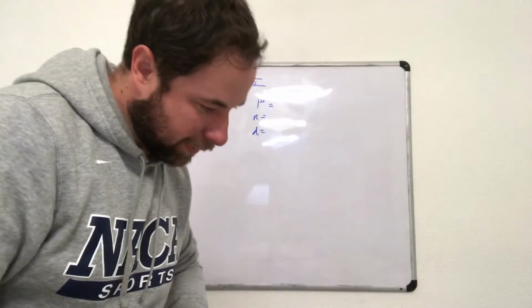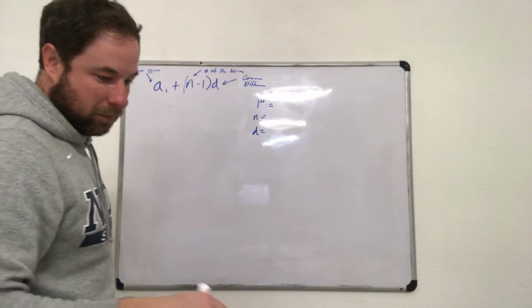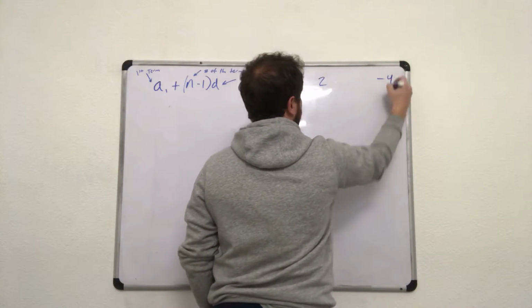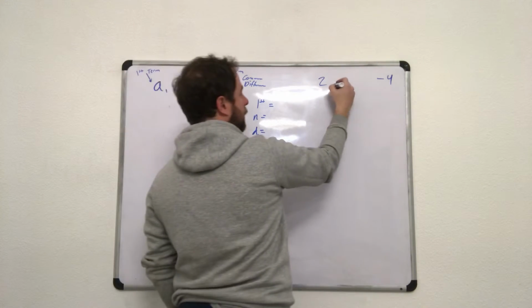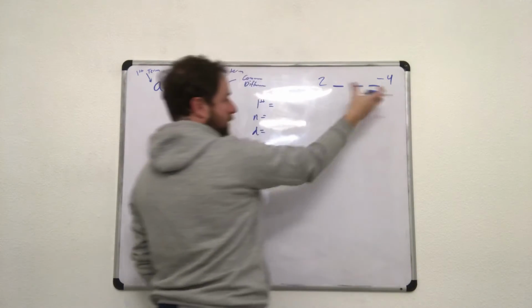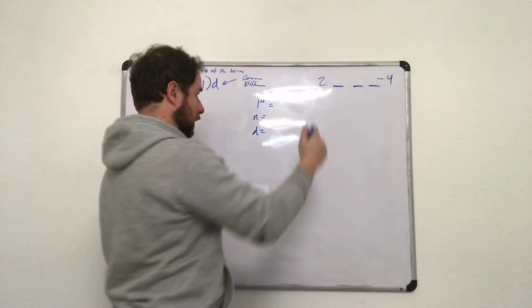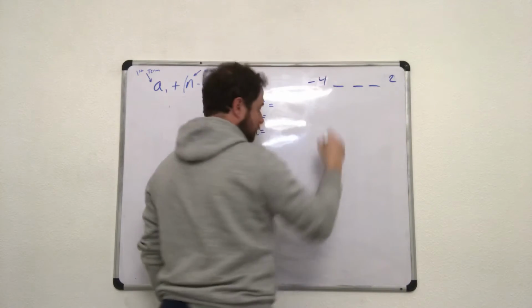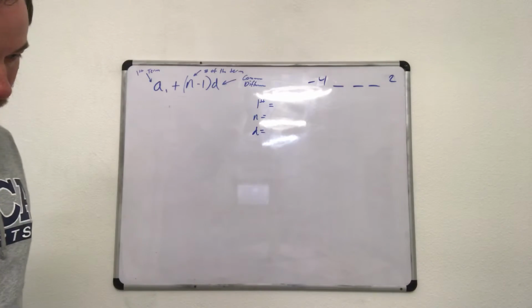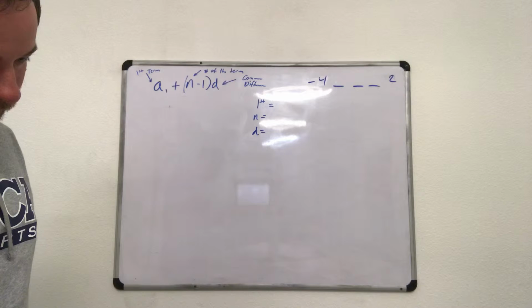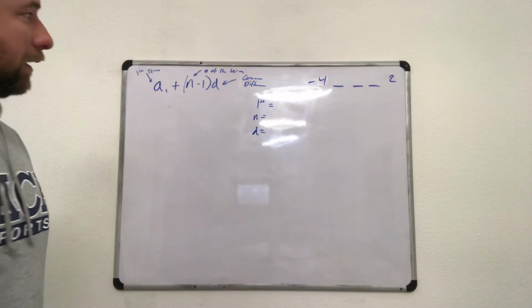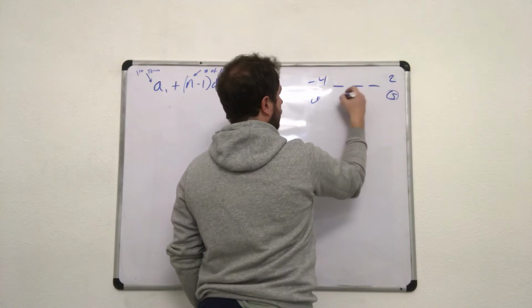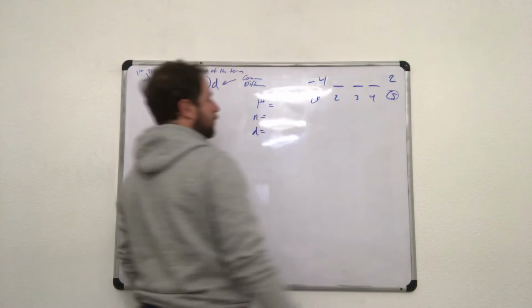The next one says, insert 3 arithmetic means in between 2 and negative 4. So they want 3 numbers in between these 2 numbers. And I'm going to switch those so it looks correct on a number line. So this would be the first number, and this would be the 5th number. They want you to find numbers 2, 3, and 4.